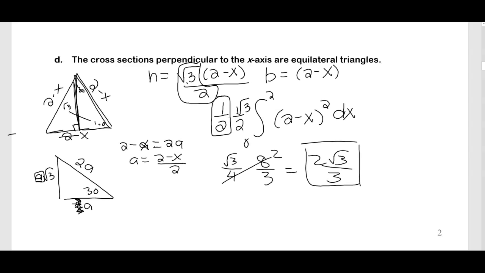Wait, so that's 8 squared 3 over 12? No, move quickly. No, it's root 3 over 2. 2 squared is 3 over 2.